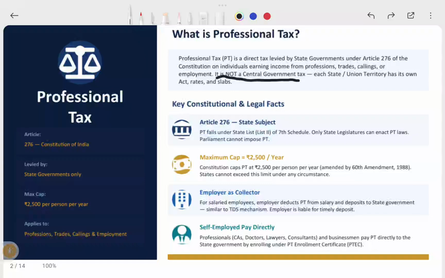It is subject to the state acts, and the maximum cap per year, for each person or company, is only 2,500 per year. If you are an employee, your employer, your company, will take the PT registration on your behalf, deduct that PT from your salary, and pay it to the state government.